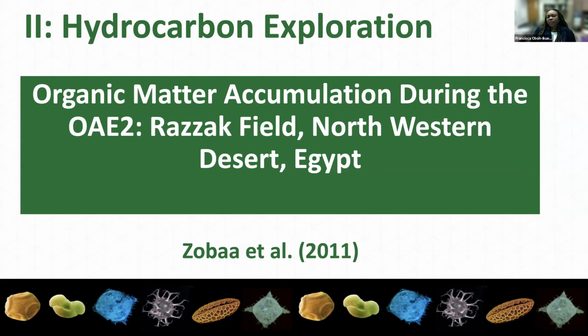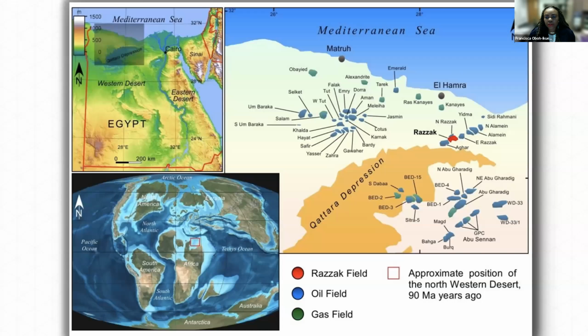So I'm moving quickly to the second one, which grew out of my Fulbright scholarship to Egypt as well, and also an NSF grant, the National Science Foundation. The focus here was on the hydrocarbon potential of the Razak field in the Northwest Desert in Egypt. So this is a very prolific petroleum province in Northern Africa. The Razak field is right here.